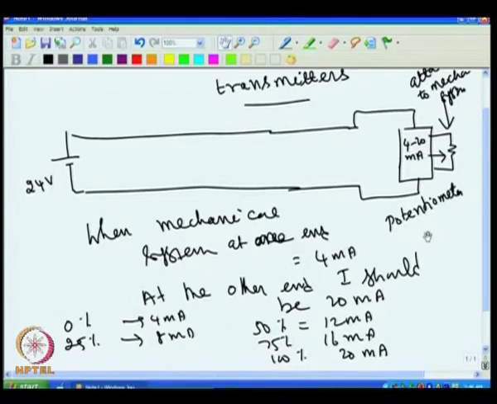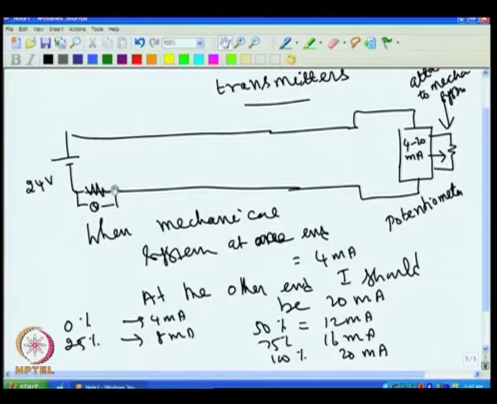Now this is a very classical system, and it is used extensively even today. This is called a two-wire system, because only two wires are used to carry the power, and the same two wires are used to carry the signal. In actual use, to know the signal position, they connect a resistance here and measure the voltage across it. The voltage across this gives you the position information.